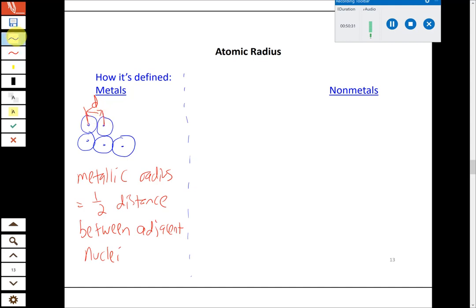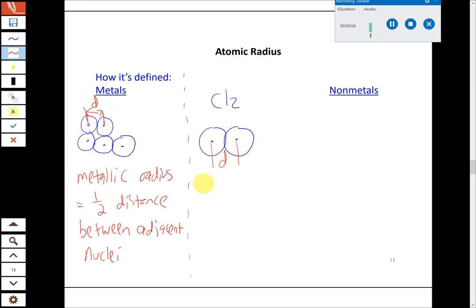For nonmetals, there's different ways of doing this. So some of the nonmetals occur as diatomic molecules, like Cl2, for example, occurs naturally. So if we have two chlorine atoms next to each other, like this, we can again use different techniques to measure the distance between the nuclei, this distance there, and that's once again going to be twice the atomic radius.